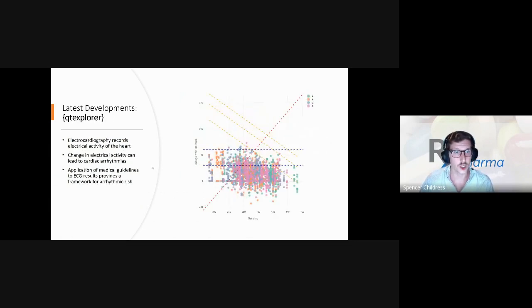Next, we have the QT Explorer. It's an electrocardiography data explorer. And we're looking at electrical activity of the heart. Change in electrical activity can be expected with certain therapies, and this tool is oriented to that ECG data. And again, we're applying medical guidelines developed by subject matter experts to ECG data to provide a framework for arrhythmic risk. Let's go take a look at this one.